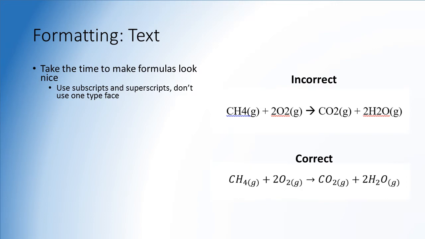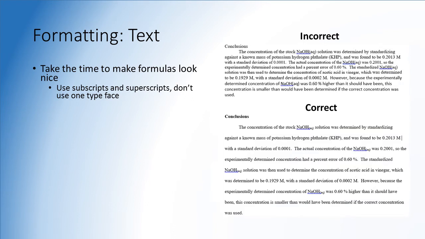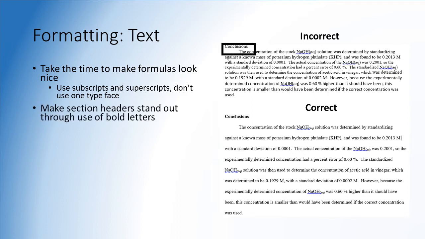Let's now take a look at the effects of text formatting on the appearance of the report. These two examples have the exact same text, but they have different formats. You should take the time to make headers stand out through the use of bold letters. In the example to the right, it is much easier to identify where the conclusion section begins. While it's easy to see without the bold formatting in the example, in a 4 to 5 page report, finding sections could be very difficult if the section headers aren't properly displayed.